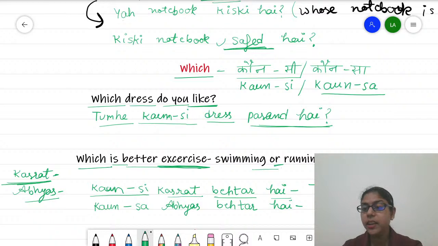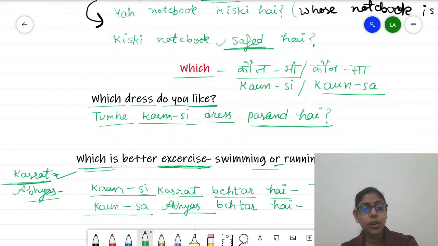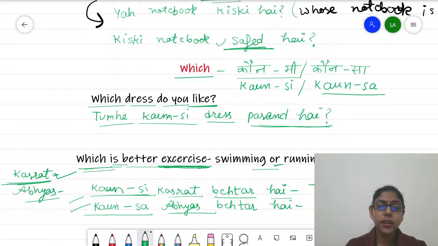Again, तैराकी या दौड़. So here if you see, for the same word exercise, when we are using kasrat, we have to use kaun si for which. If we are using abhyas, then we have to say kaun sa for which. So which has two meanings based on the gender of the thing which you are talking about. Kaun sa, kaun si. Okay, let's move to the next word.